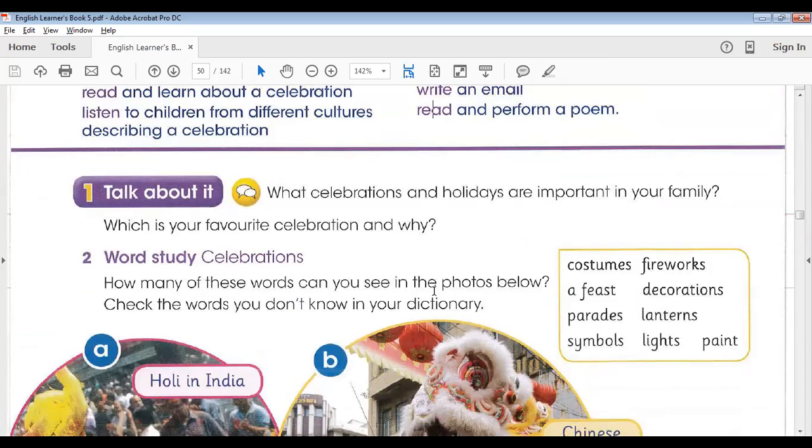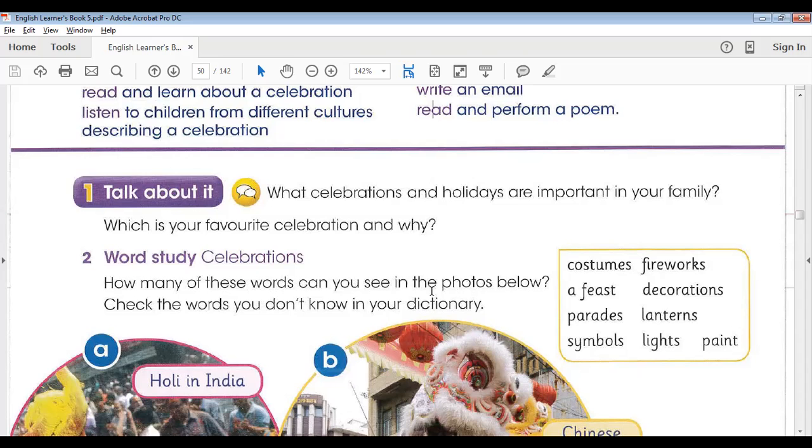Then I asked about their favorite celebrations, and then I asked the reason why. Different students told us about their favorite celebrations, and most of the students talked about Eid celebrations, and they also talked about National Day celebrations.